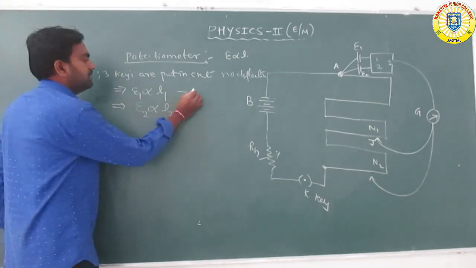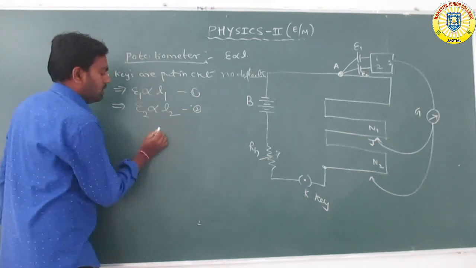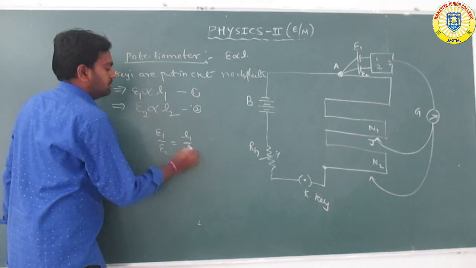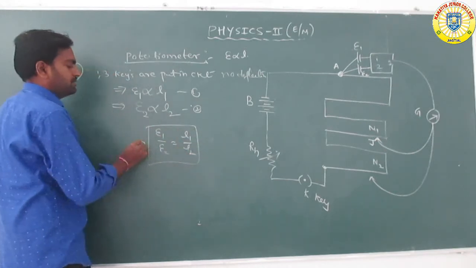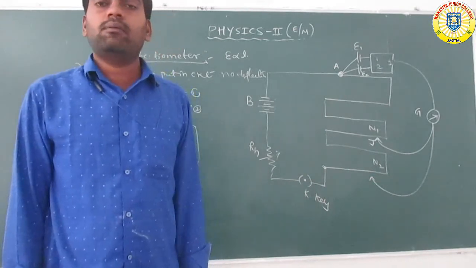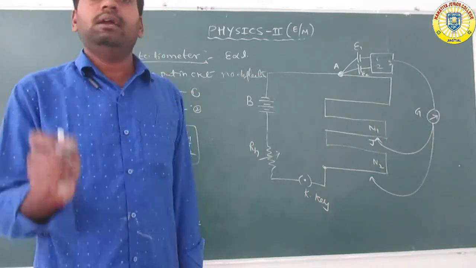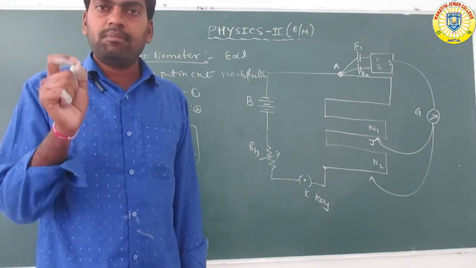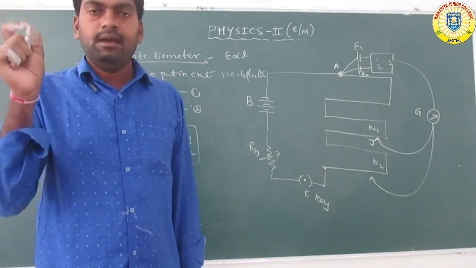Comparing equation 1 and equation 2, E1 by E2 is equal to L1 by L2. This is how we compare the EMF of two cells by using the galvanometer. E1 by E2 is equal to L1 by L2.